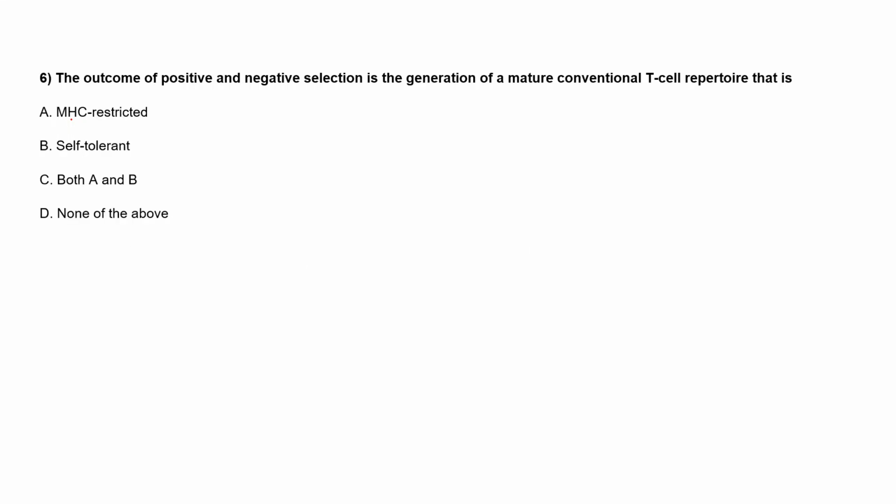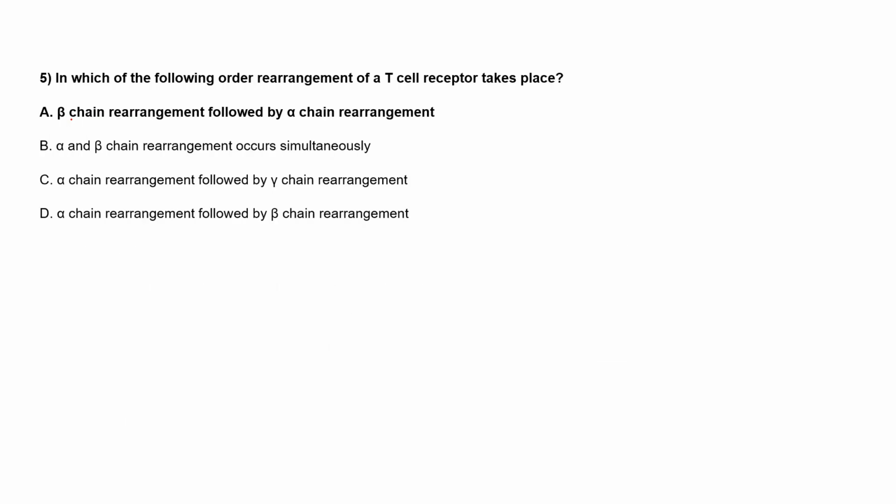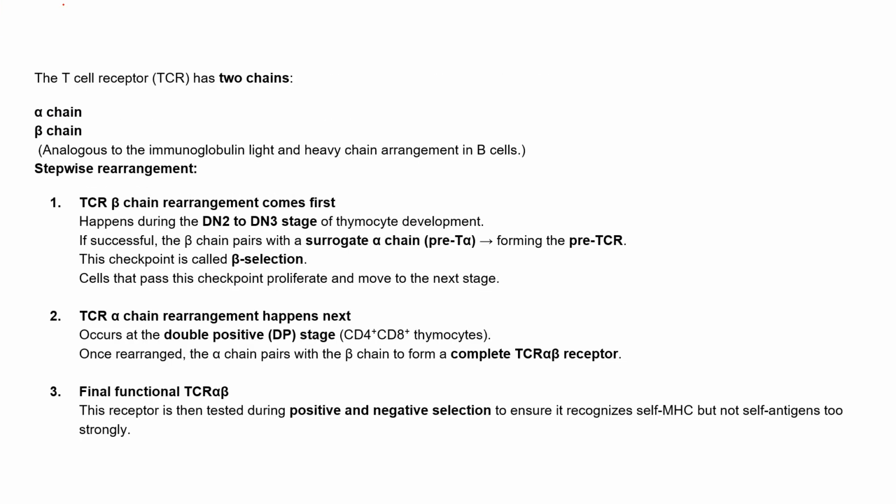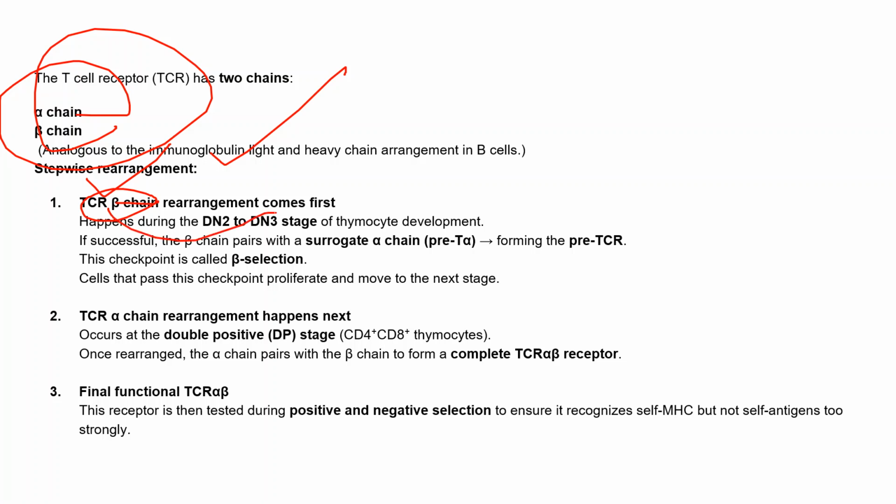So we know that this TCR has two chains. One is the alpha chain, another one is the beta chain, and these chains are analogous to the light and heavy chain arrangement in B cells. So how does this rearrangement happen? The TCR beta chain rearrangement comes first, as in the question, and it happens during the double negative 2 stage and DN3 stage of thymocyte development.